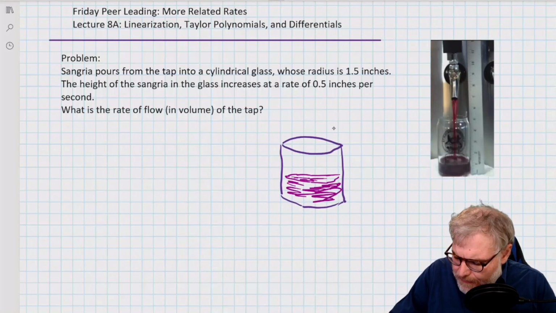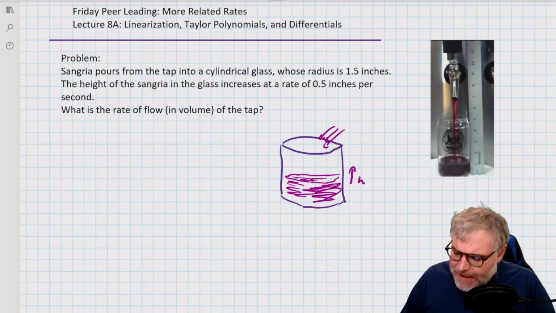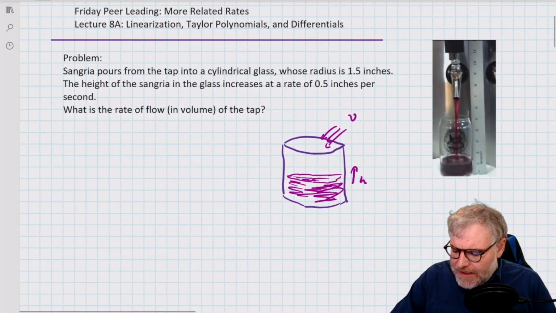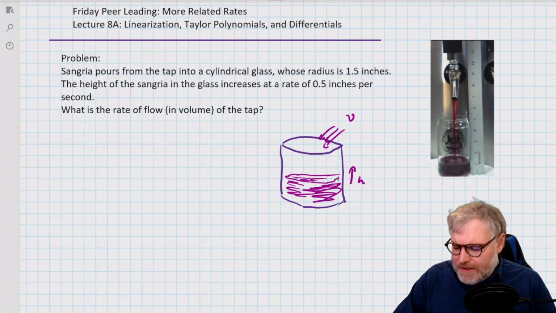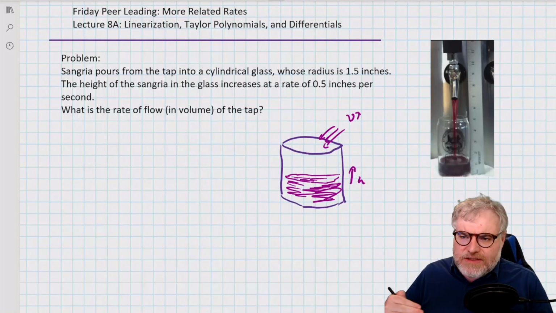So the sangria is pouring in, and the height of the sangria is moving, right? As it pours, the height level goes up. So here's the height of the sangria, and it's increasing. Now, I've got some volume coming out of the tap going into the glass. So as the volume of the sangria increases, the height of the sangria increases. So those are the two things that are related, right? They're related as a rate. The height is increasing so fast, and the volume should be increasing so quickly.